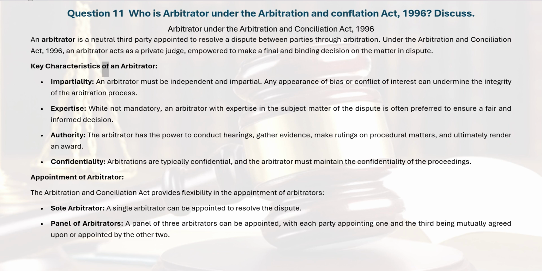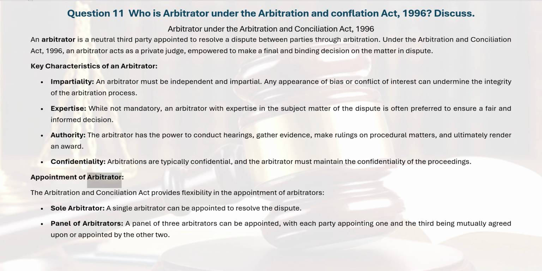Key characteristics of an arbitrator. Impartiality. An arbitrator must be independent and impartial. Any appearance of bias or conflict of interest can undermine the integrity of the arbitration process. Expertise. While not mandatory, an arbitrator with expertise in the subject matter of the dispute is often preferred to ensure a fair and informed decision. Authority. The arbitrator has the power to conduct hearings, gather evidence, make rulings on procedural matters, and ultimately render an award. Confidentiality. Arbitrations are typically confidential, and the arbitrator must maintain the confidentiality of the proceedings.